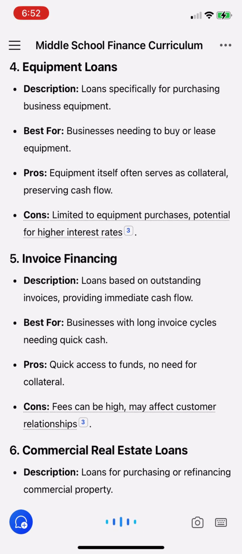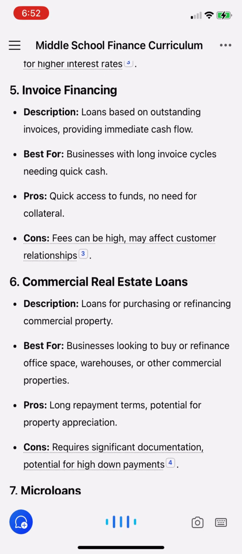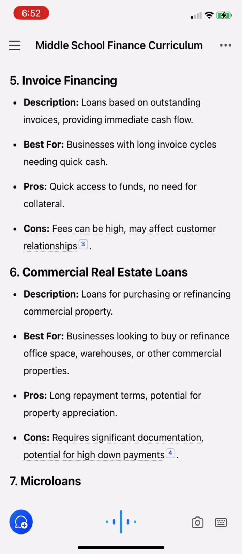Pros: equipment itself often serves as collateral, preserving cash flow. Cons: limited to equipment purchases, potential for higher interest rates. 5. Invoice financing. Description: loans based on outstanding invoices, providing immediate cash flow. Best for businesses with long invoice cycles needing quick cash.